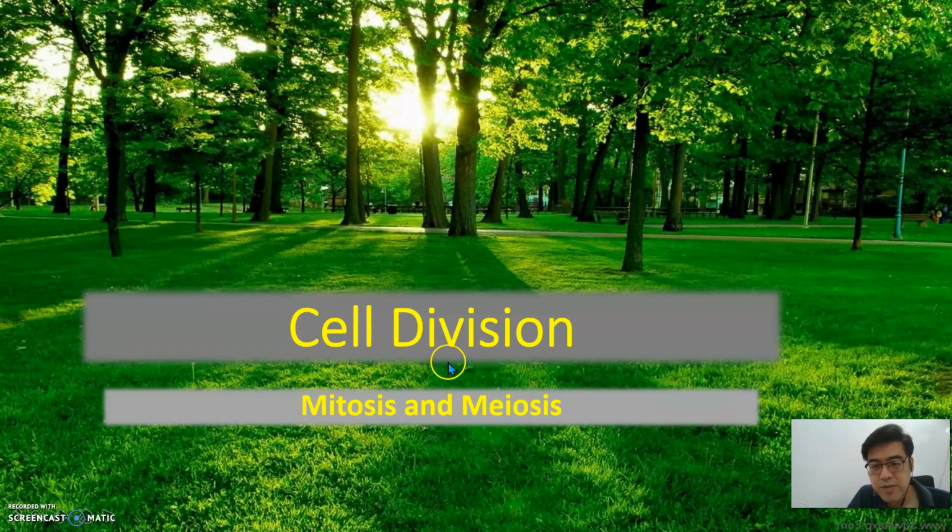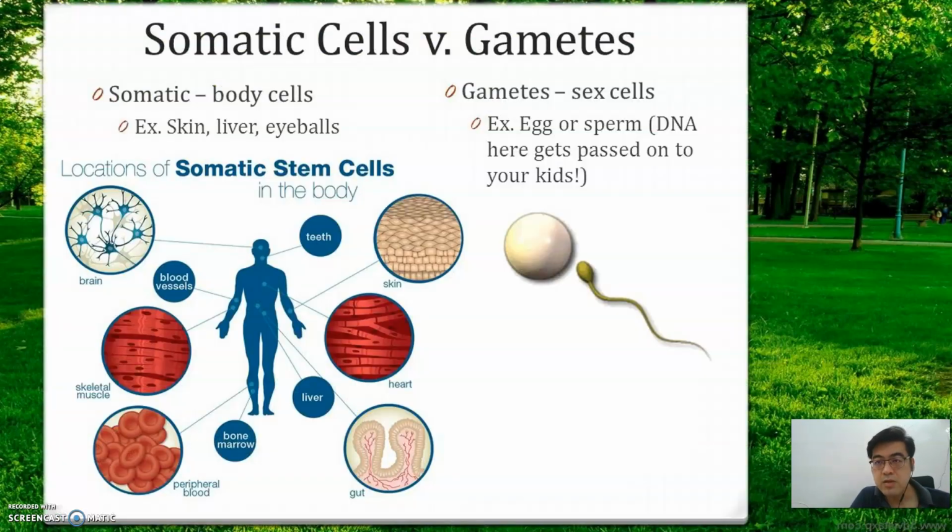So, there are two types of cell division, namely mitosis and meiosis. In today's lesson, I will only be talking about mitosis. But before we go into mitosis, we have to first understand what somatic cells and gametes are, because mitosis only happens in somatic cells, while meiosis happens in gametes.